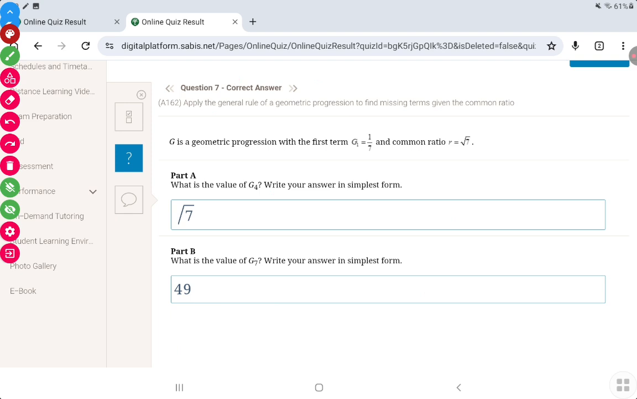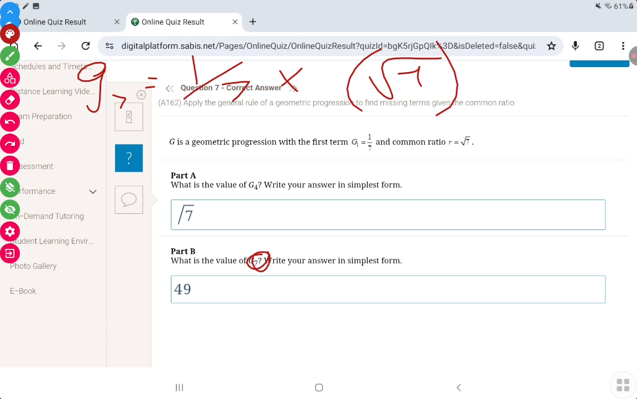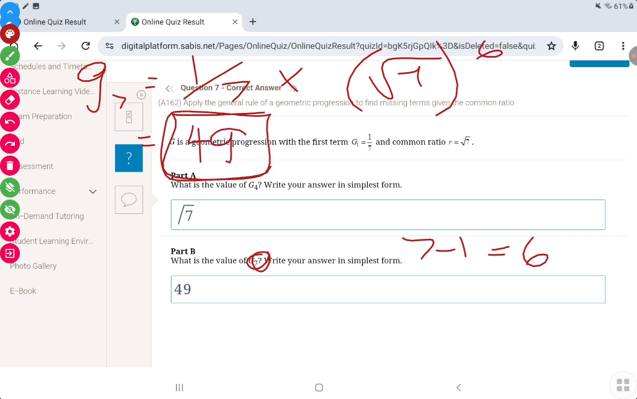And then the value of G7 is the same thing. G7 is equal to G1, which is 1 over 7, times R to the power of n minus 1. R is radical 7 to the power of n minus 1. N is 7, so 7 minus 1 is 6. So radical 7 to the power of 6. Put it into the calculator: 1 over 7 times radical 7 to the power of 6. You get 49. So G7 is equal to 49.